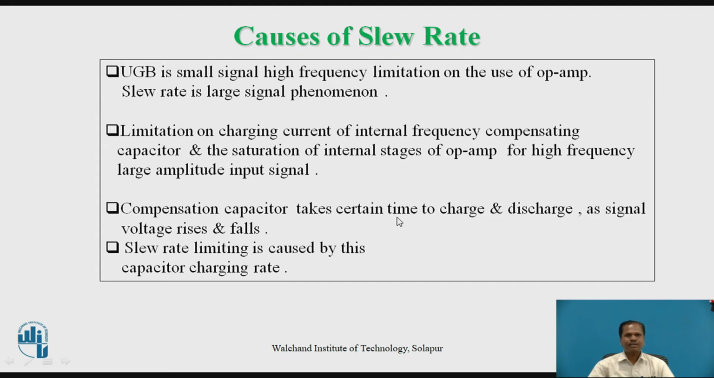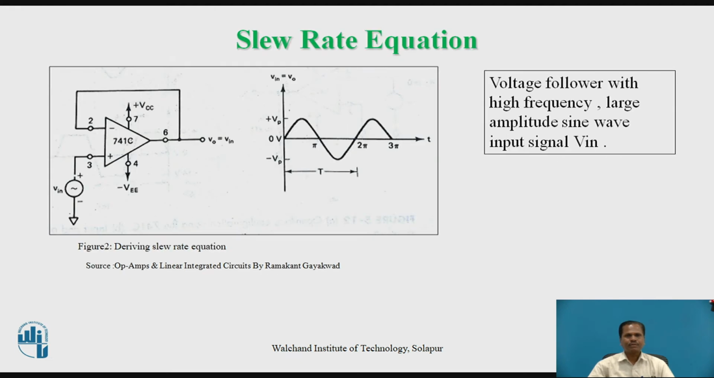So thus slew rate limiting is caused by this capacitor charging rate, in which the capacitor voltage is the output voltage of the operational amplifier. Now let us go for the derivation of the slew rate equation. Slew rate, mathematically expressed in terms of an equation. So generally slew rate is specified in the data sheet of an operational amplifier at unity gain in terms of volts per microsecond. So let us consider a voltage follower circuit.